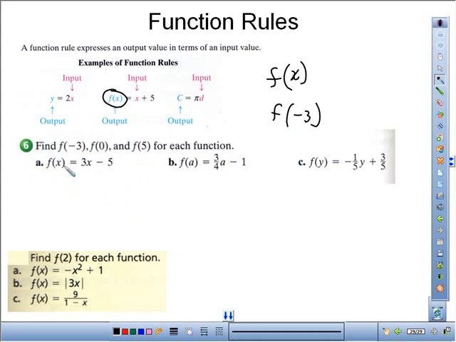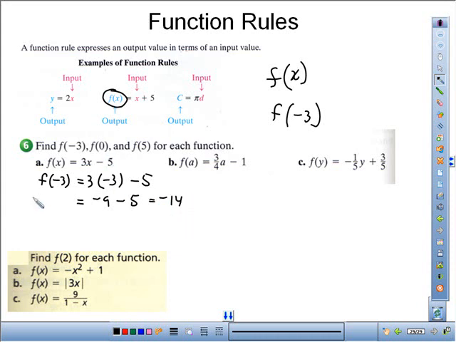So basically all you have to do is you're just plugging negative 3 in for x. So here's the function f of x is equal to 3x minus 5. So if you're going to check f of negative 3, wherever there's an x, you're going to plug in negative 3. So it'd be 3 times negative 3 minus 5. Obviously this is going to equal negative 9 minus 5, so we get negative 14.